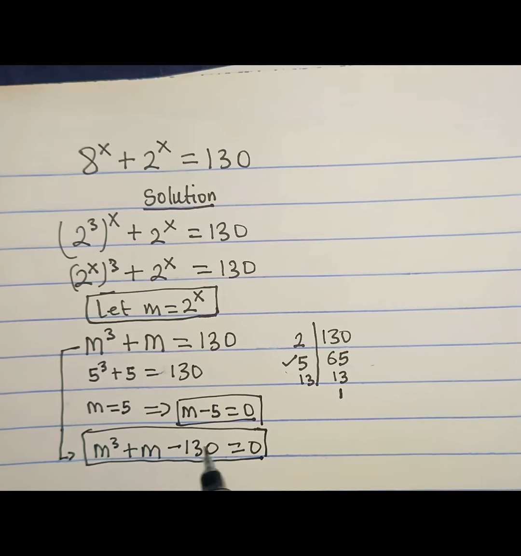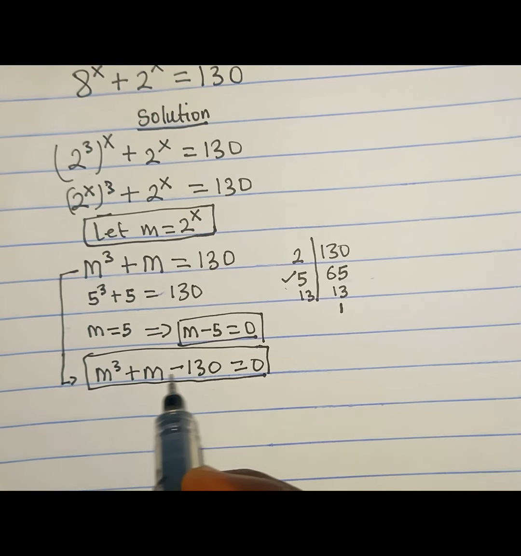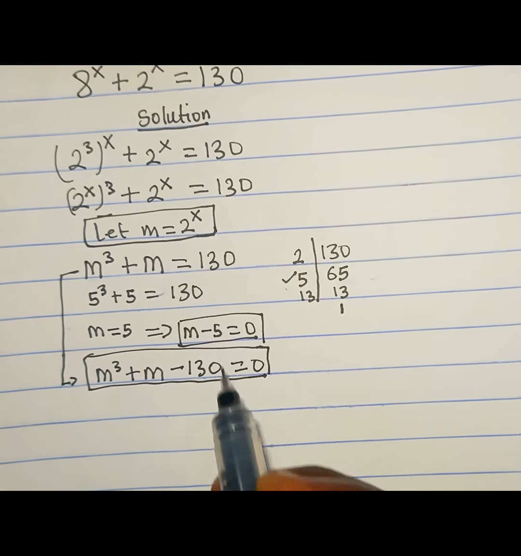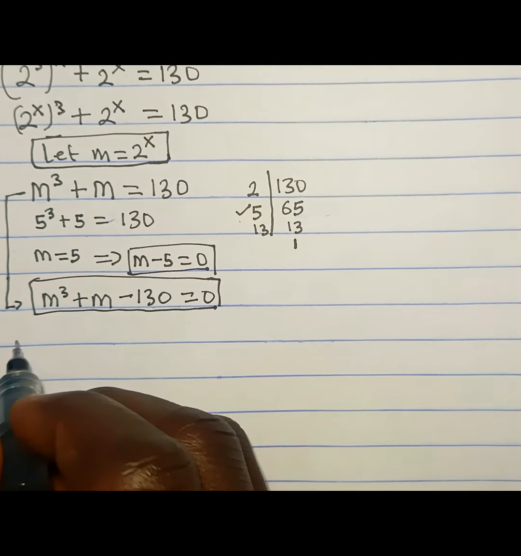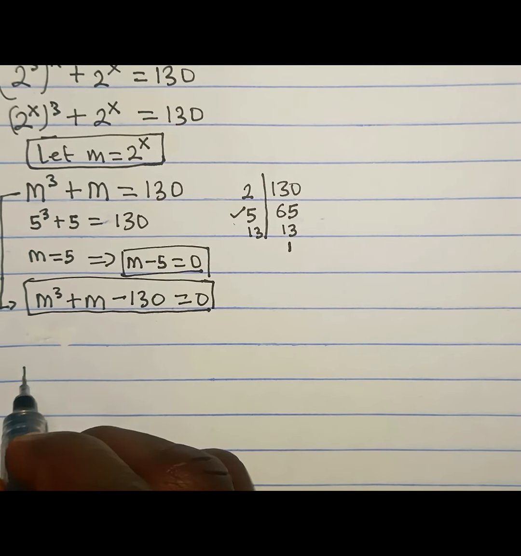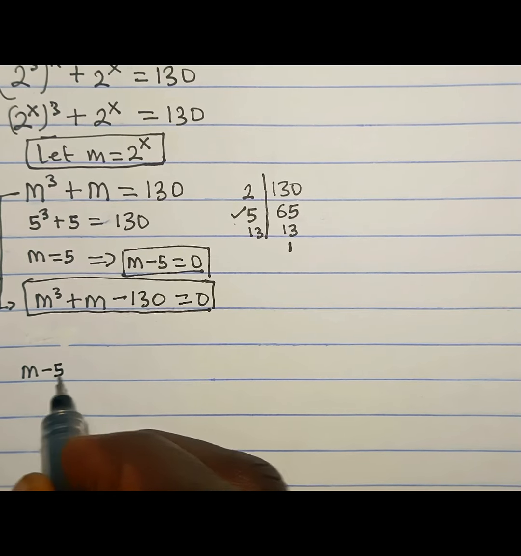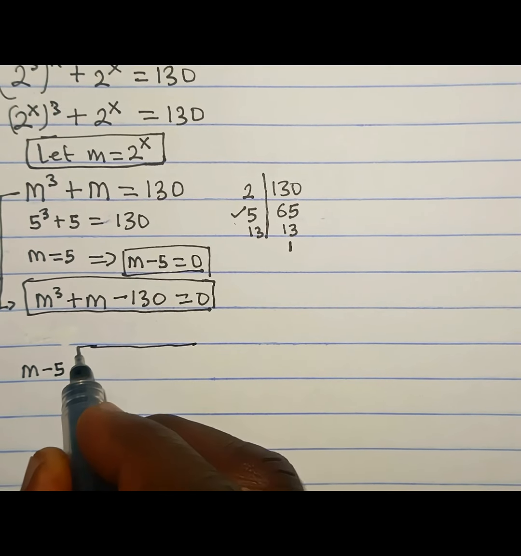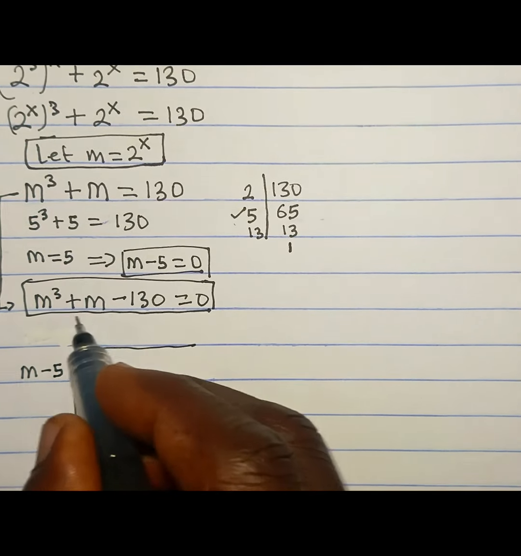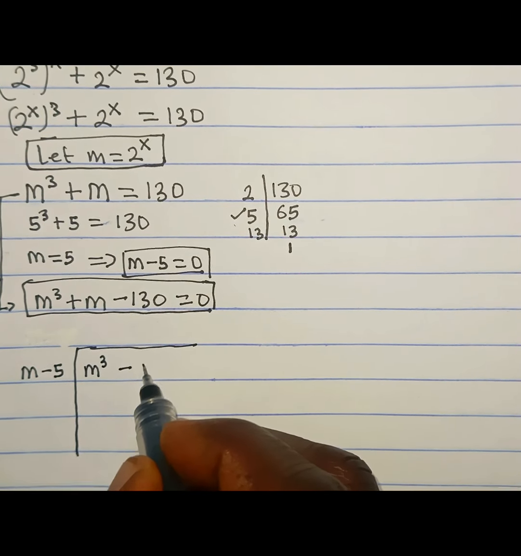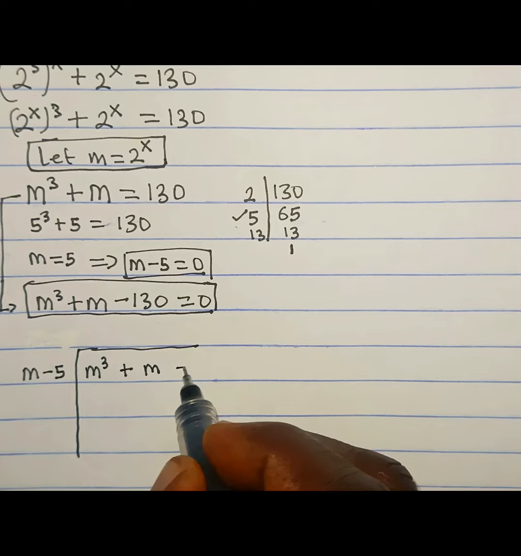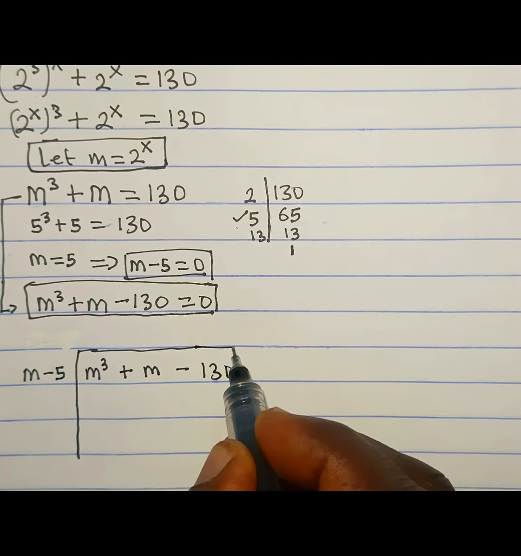To get the second value using long division, this term is going to be inside while this is going to be outside. So we just forget about the equality sign first. This m minus 5 is going to be outside, and what will be divisible by this is m to power 3 plus m, then minus 130.